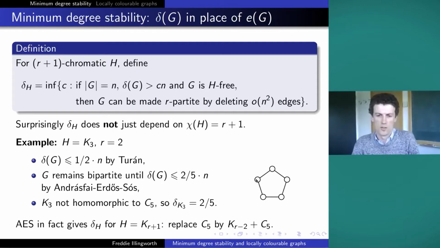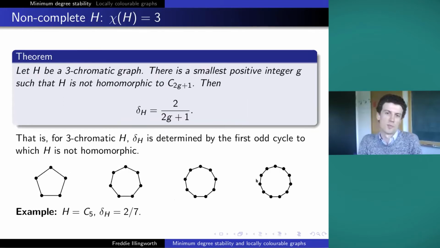Great. So what about for general H? Not very much was done for any other H. I'll first discuss what happens for 3-chromatic H, just because that's a particularly clean result, and it will suggest what might happen more generally.